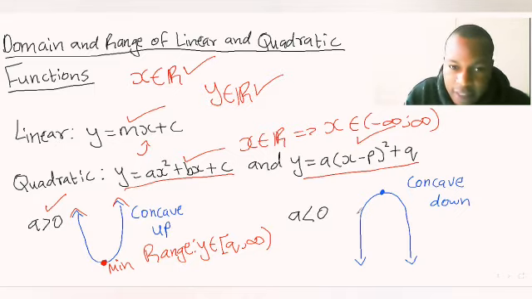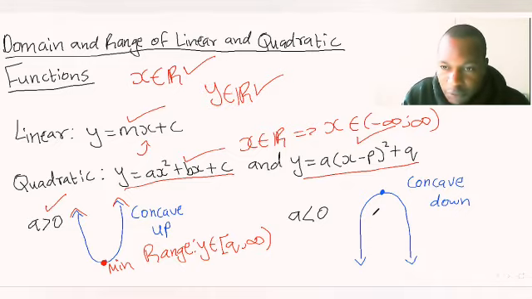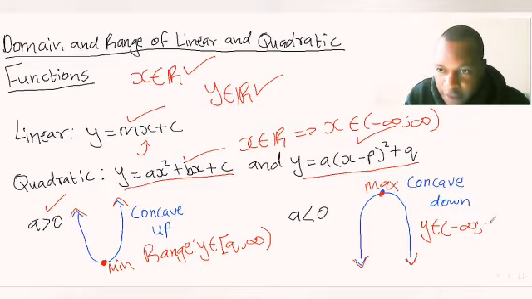So we can then say that the range would be y. So that would be y is an element between the smallest value. The smallest value here would be negative infinity, to the biggest value, which is the maximum there. So that would be the maximum, and you have to include it.